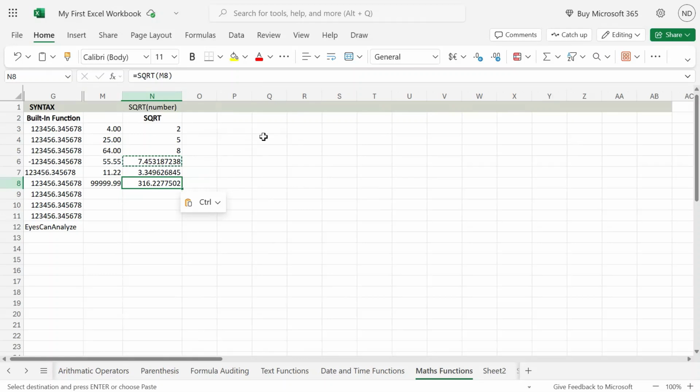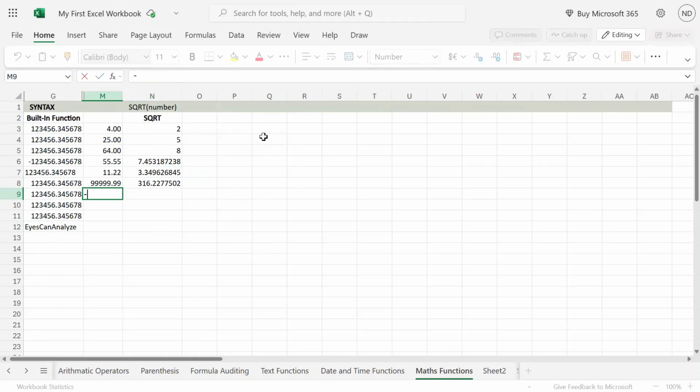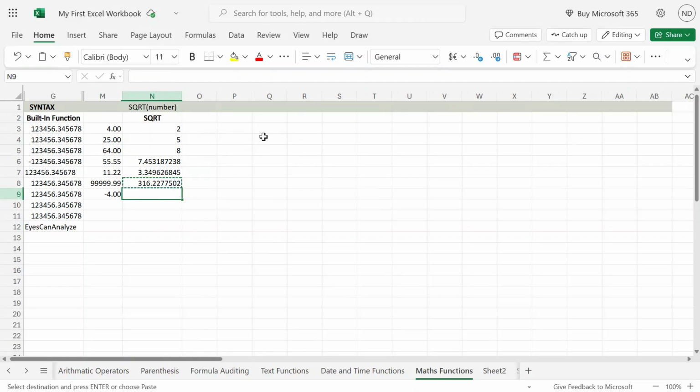Now, if I specify a negative number, like -4, and try to get a square root of it, it gives me a num error. So square root cannot be calculated for a negative number. It will give me an error. Same way, if I have a text for which I try to run the square root, it will give me a value error.